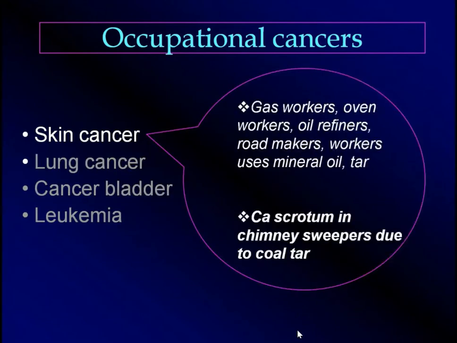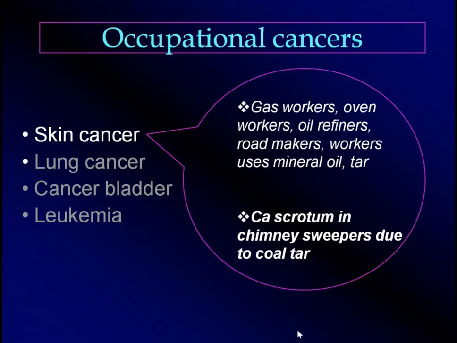The first is skin cancer. Skin cancer is most commonly seen in workers in gas industries, oven workers, oil refiners, road makers, and workers who use mineral oil or tar. That means those who are especially working in tar-related works, like making roads. Those people have direct contact with those chemicals, so skin cancers are very common in them.